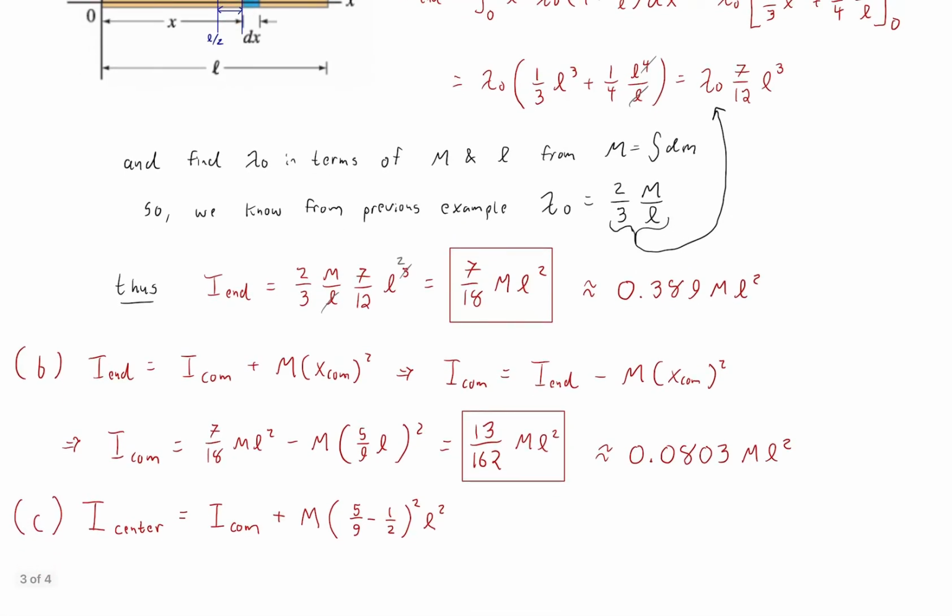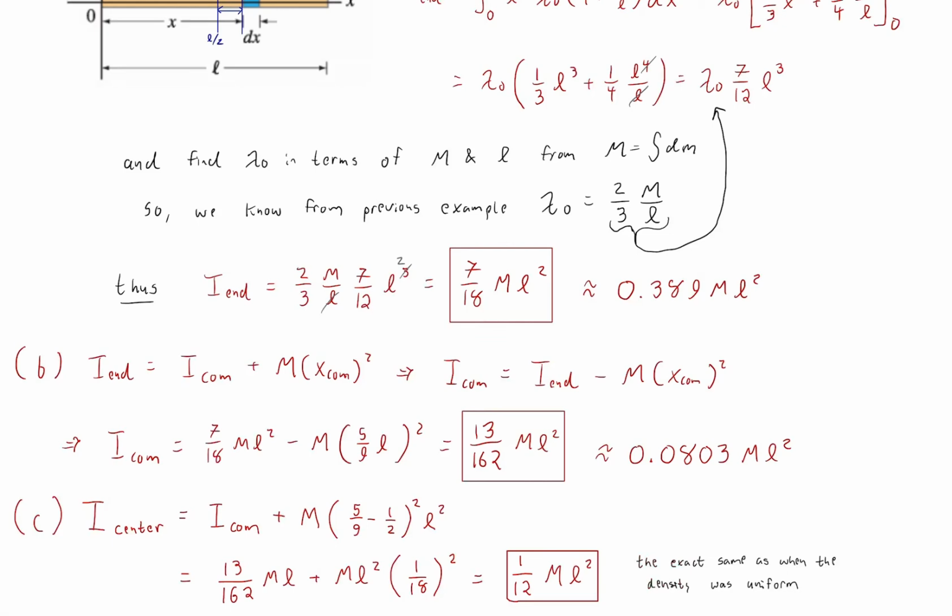That's just moving our axis of rotation. And then it's just mL squared, so these are going to be like terms. Oh, I dropped the square there, but there should be a squared. Just forgot to write it. When we plug in the numbers, 13 over 162 plus 1 over 18 squared, whatever 18 squared is, what do we get? 1/12. Whoa. The exact same as when the density was uniform. About the same point. Wait, is that right?